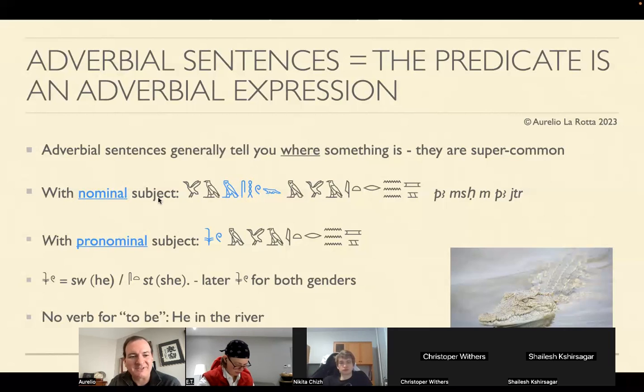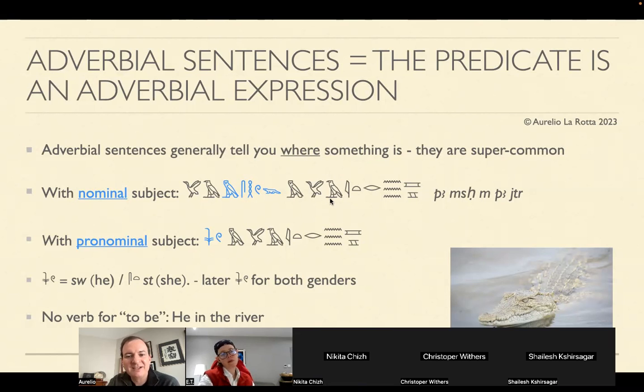So the way that you form that, for example, if you wanted to say with a nominal subject, the crocodile is in the river, it would be pa mesech em pa iter. So pa mesech, the crocodile, em, in, pa iter, the river. Of course, pa is our article that we just talked about. And iter we had before with a ton of determinatives at the end to indicate that this is a body of water.